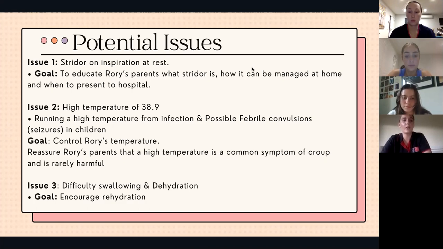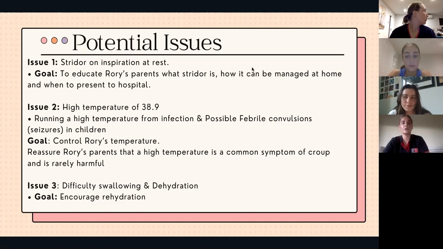So the goal for this would be to reduce Rory's temperature and prevent him from having febrile convulsions. Reassure Rory's parents that a high temperature is a common symptom of croup and is rarely harmful, but also make them aware of what can happen if the temperature is elevated for prolonged periods of time.